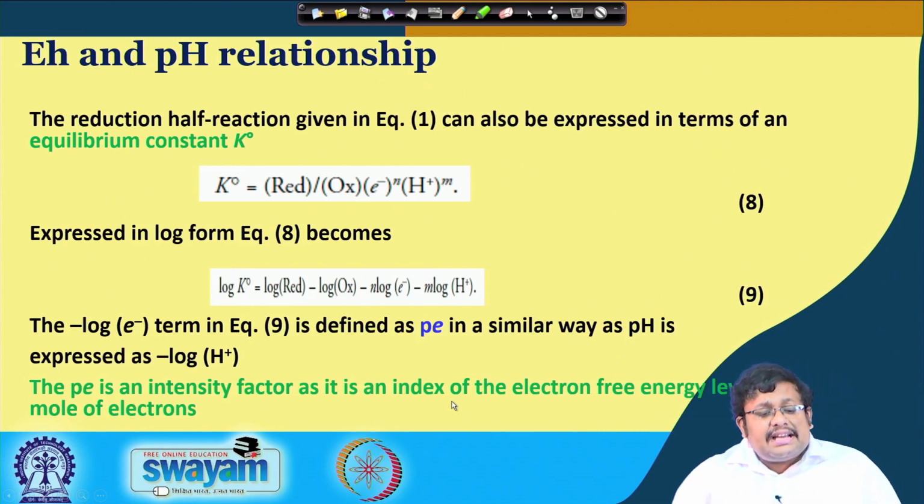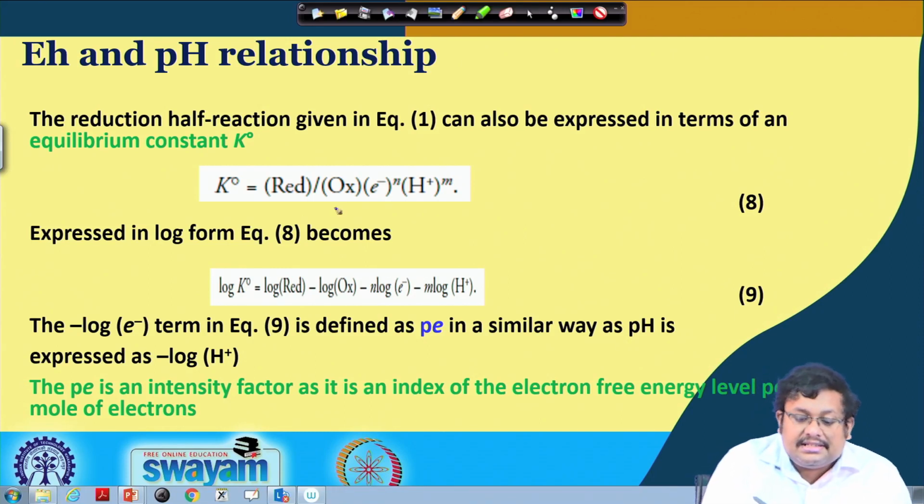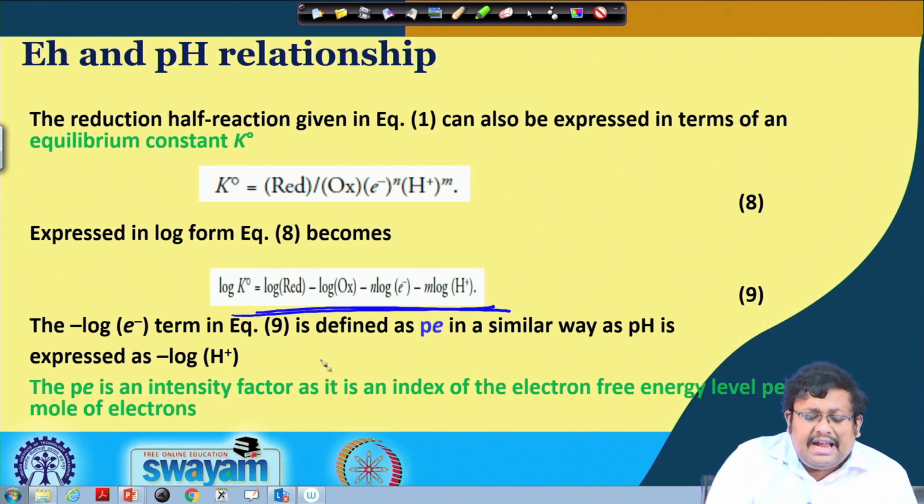Now, the reduction half reaction given in equation 1, remember the reaction with which we started this lecture, can also be expressed in terms of an equilibrium constant K0. This equilibrium constant K0 can be defined in terms of reduced versus oxidized species, electron to the power n, and H plus, a proton, to the power m. Expressing in logarithmic form, we get this equation, and the negative log of electron concentration is known as pe.